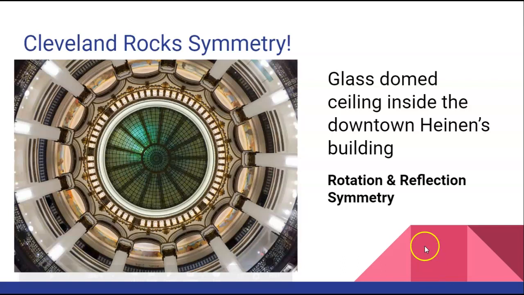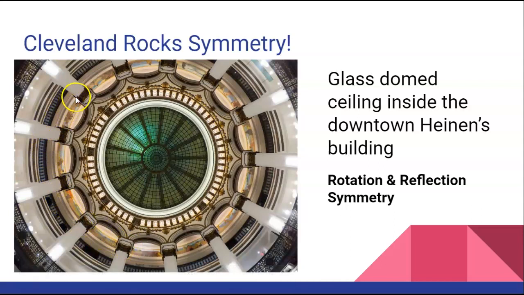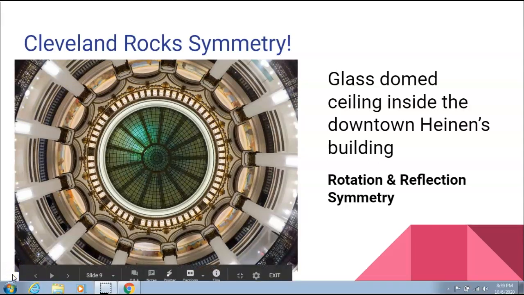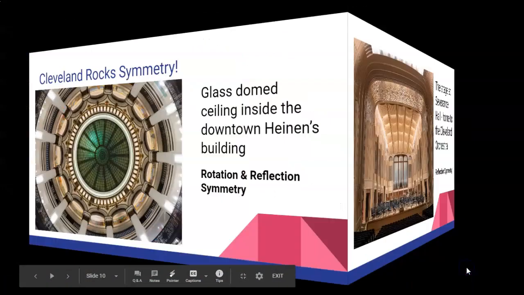And if we count around here, we've got 1, 2, 3, 4, 5, 6, 7, 8, 9, 10, 11, 12. I think I'm counting 13 different sections here. So if we take 360 degrees and divide it by 13, that means every approximately 27.7 degrees of rotation, either clockwise or counterclockwise, the Heinen's dome has rotational symmetry. Pretty cool.